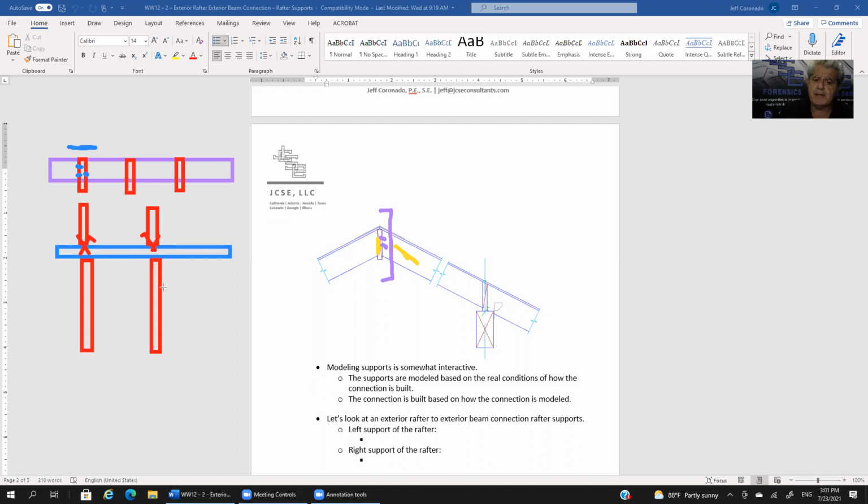Okay, so with that in mind, how are we going to model the left support of this rafter? Have we provided resistance for the rafter in the vertical direction? I would say yes, right? Those nails are going to keep the rafter from sliding up and down. Have we prevented displacement of the rafter in the horizontal direction?